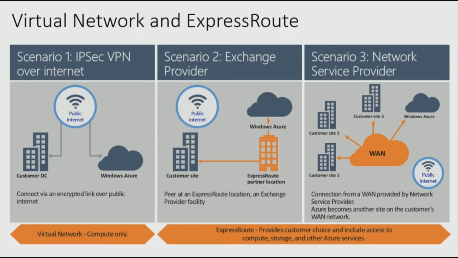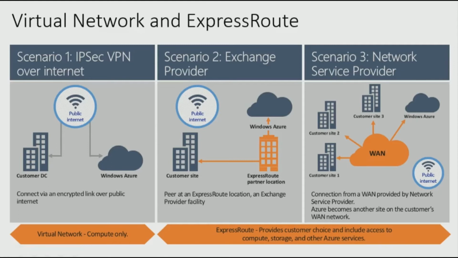That's not real good for a few reasons. One is, you're limited by the bandwidth of that VPN. You're going over the public internet, so your performance is susceptible to the conditions of the public internet, and there's a couple of other reasons. But with ExpressRoute, there's two different flavors of ExpressRoute.